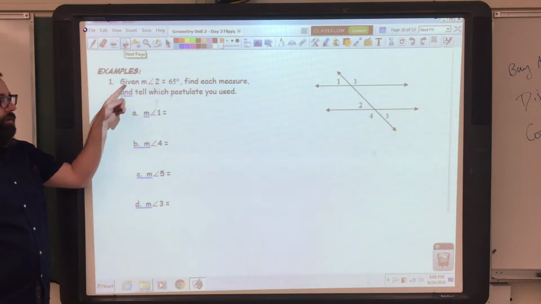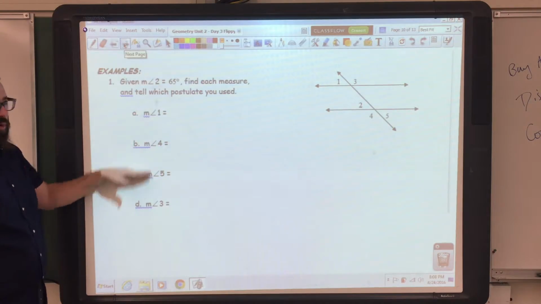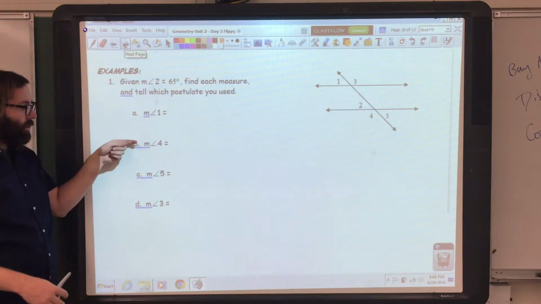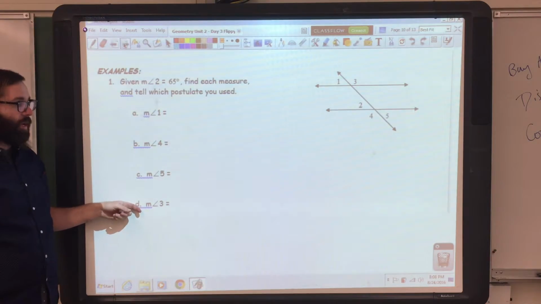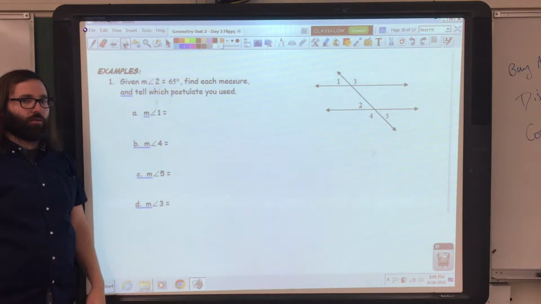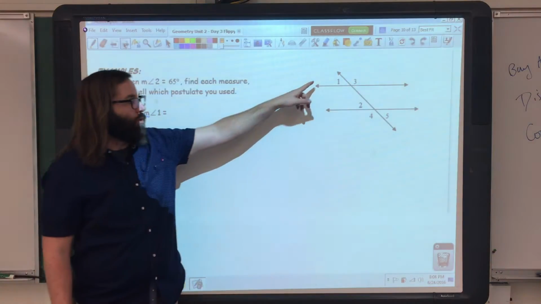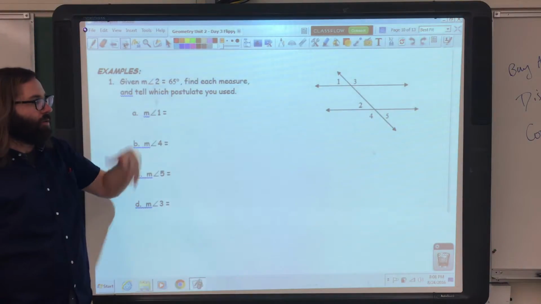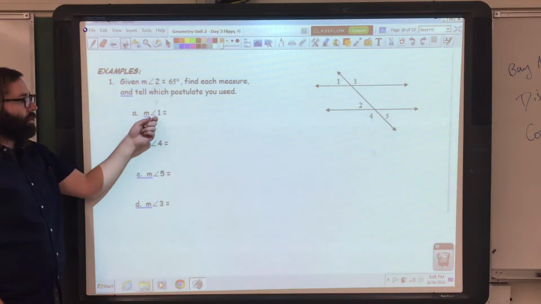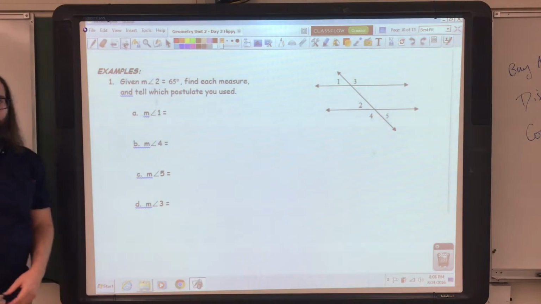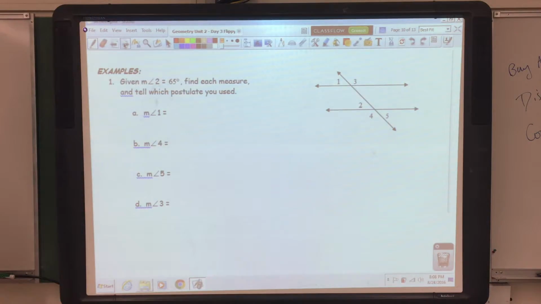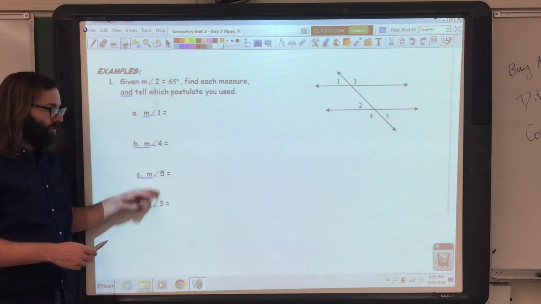So, we got a problem here. There's our picture. 4 little sub-problems. I want you guys in your groups to try A through D. Make sure you label this stuff. I also want you to label which ones are consecutive, interior, corresponding, all that stuff. So label or identify all that stuff, and then find the measure of each angle. So in your groups, work on these 4.